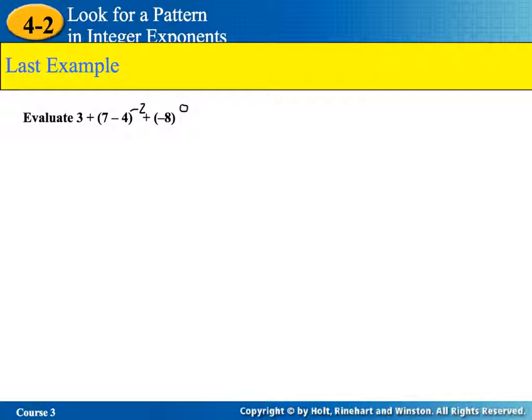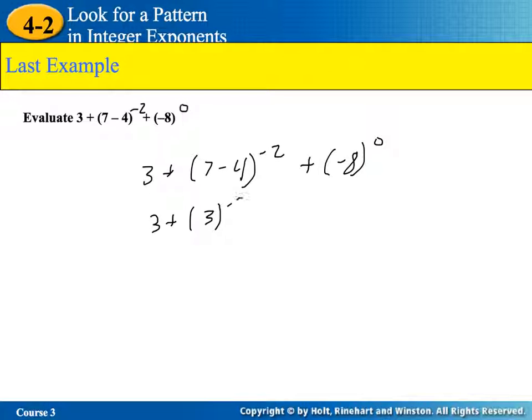Okay? I am going to take this step by step by step. I'm just going to rewrite the problem. Why? Because it's easy to do and it makes it a little bit more clear. Okay, what do I have to do first? Parentheses. So 3 plus 7 minus 4 is 3 to the negative second, I apologize, plus a negative 8 to the 0.